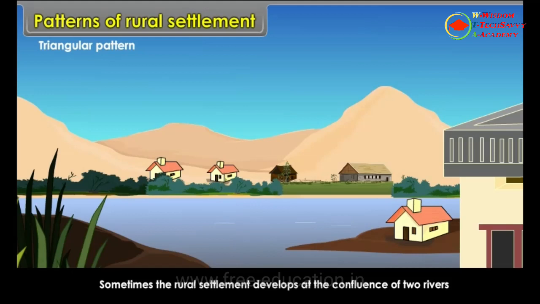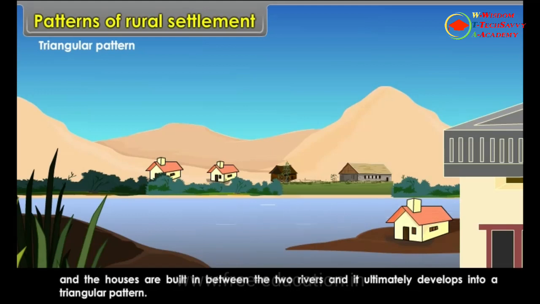Triangular pattern. Sometimes the rural settlement develops at the confluence of two rivers and the houses are built in between the two rivers, and it ultimately develops into a triangular pattern.